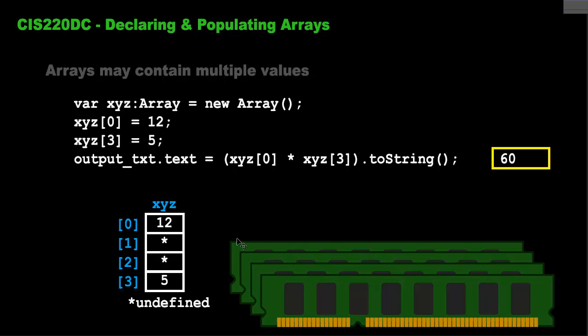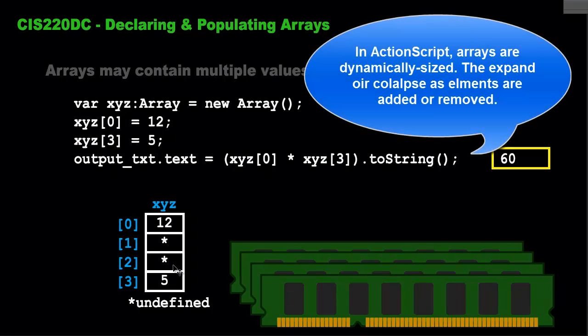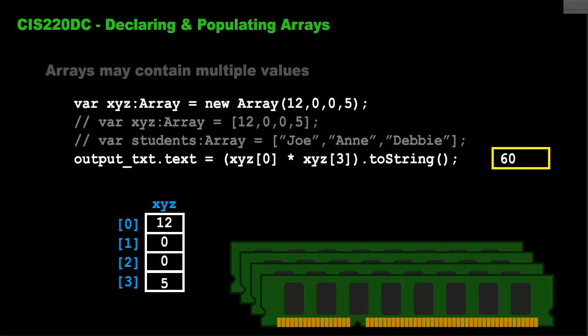And then what's happening in memory is it's setting aside xyz, and it can contain multiple values that are referenced by the index number. In this case, 1 and 2, I haven't assigned anything, and so it contains an undefined value. But I can reference these values in a mathematical equation just like we did with variables by accessing the index numbers. So in this case, output_txt.text equals xyz sub 0 times xyz sub 3. That's going to be 12 times 5, converting that to a string, and 60 is what will go into that text field.